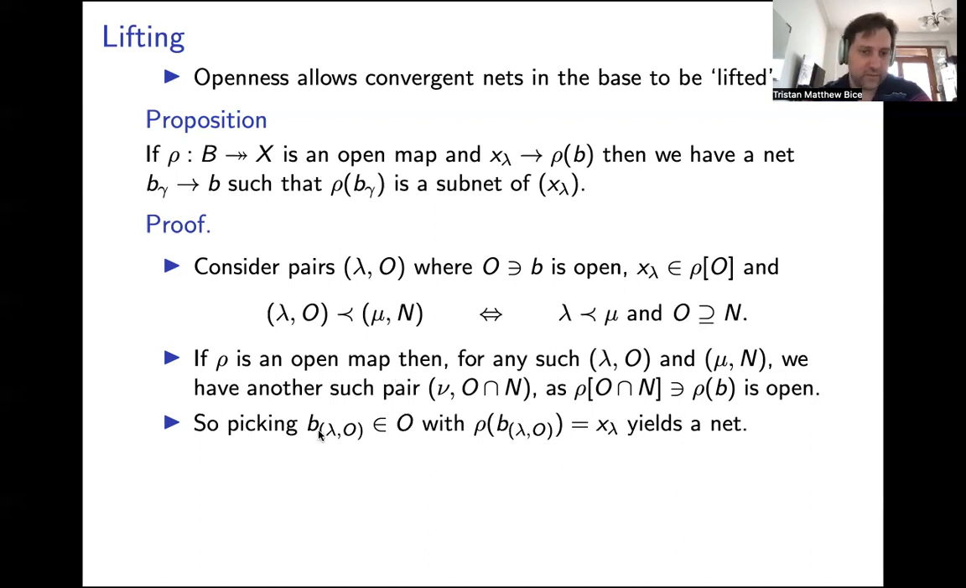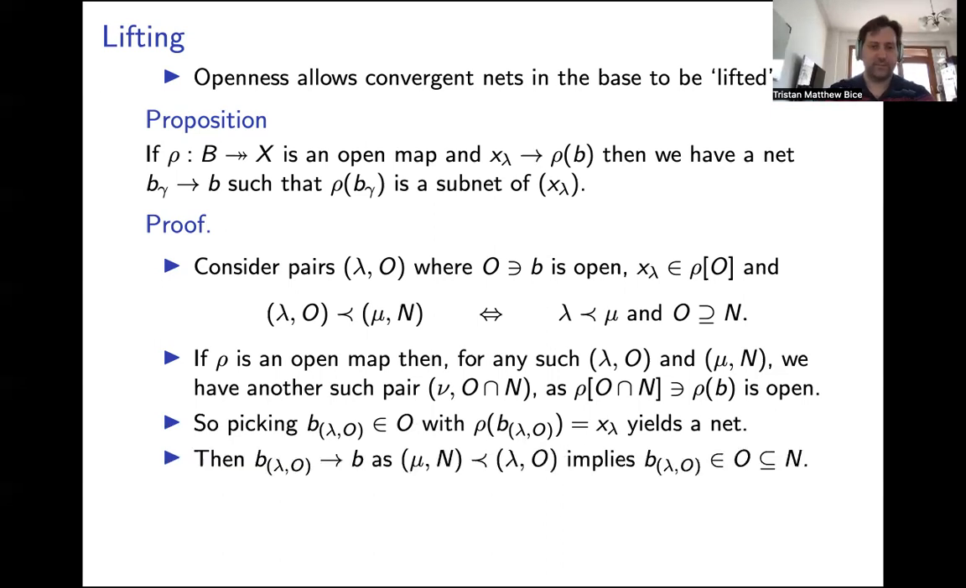How do we define the net? Well, we have to pick some elements for each pair in the indexing set. So we just pick any old b which lies within your set O, with moreover the specification that when you project this element you get x_lambda. And we know this is always possible because our definition of the index set specified that x_lambda has to be within the image of O under rho. So there has to be at least some element b_lambda,O within O whose image is x_lambda. So I can always do that. I can always pick such a net.